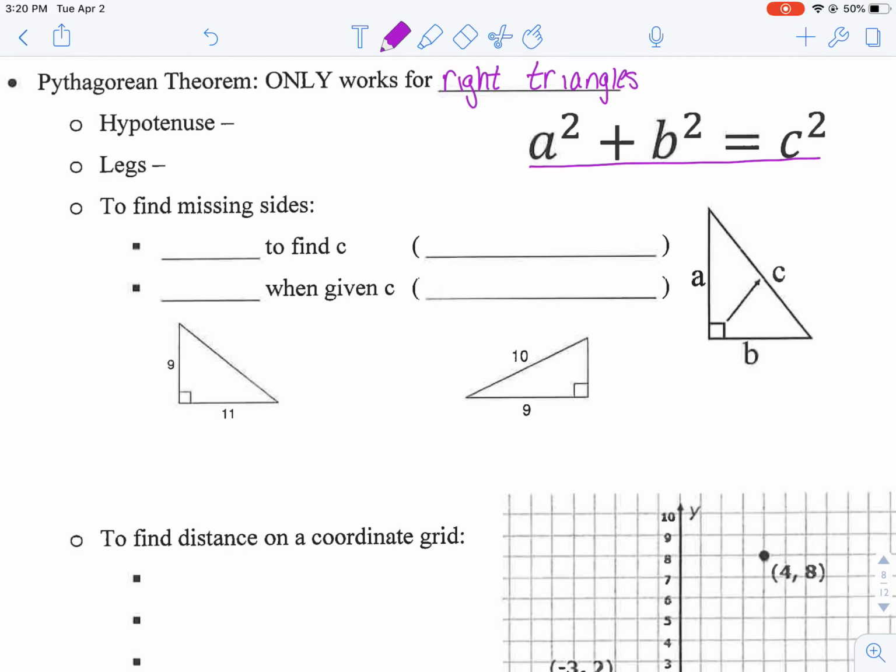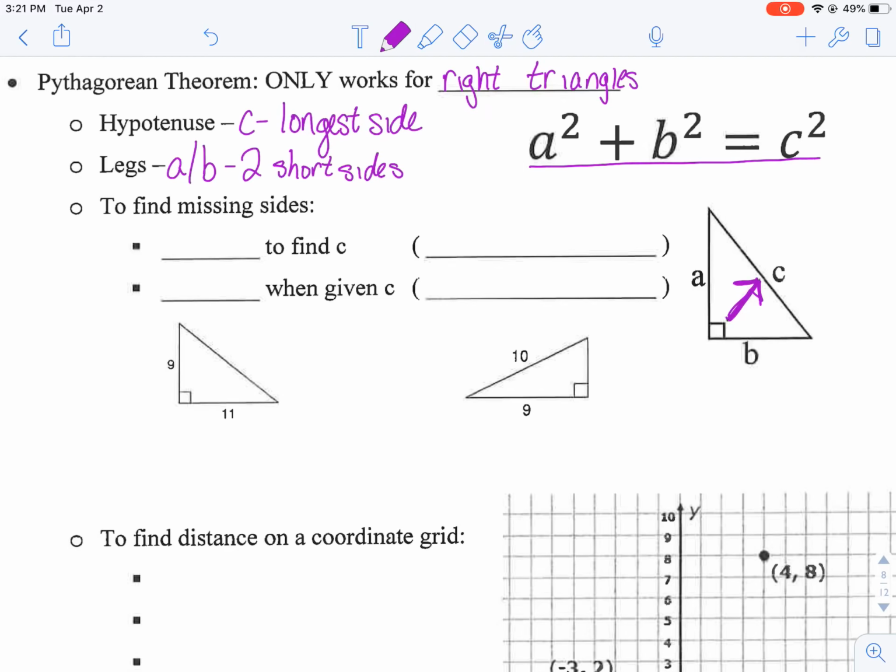So when we talk about the sides, we have two different sides. We have the hypotenuse, which is our C. It's our longest side. Specifically, it's the side across from the right angle. And then we have A and B, my two short sides.